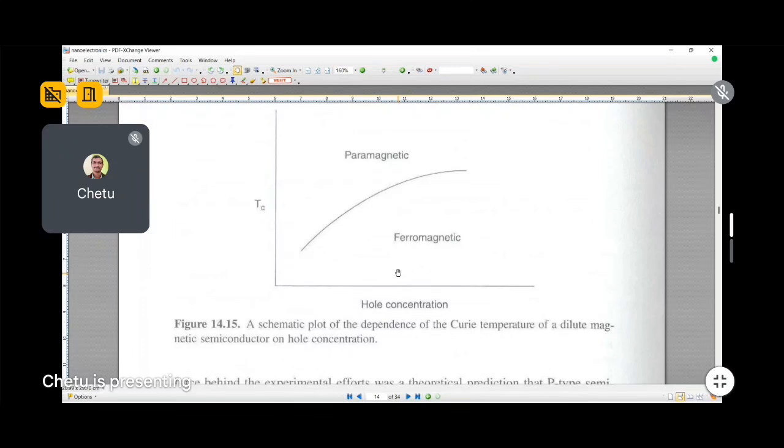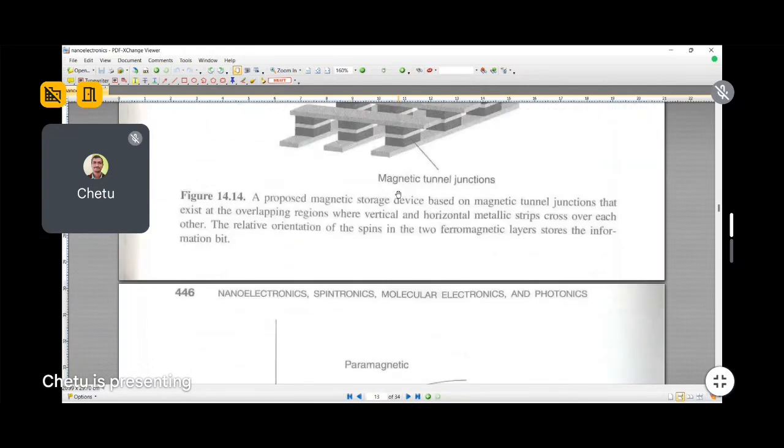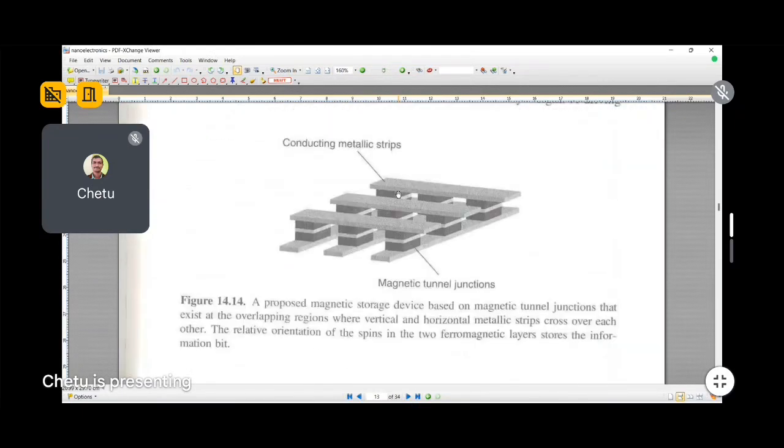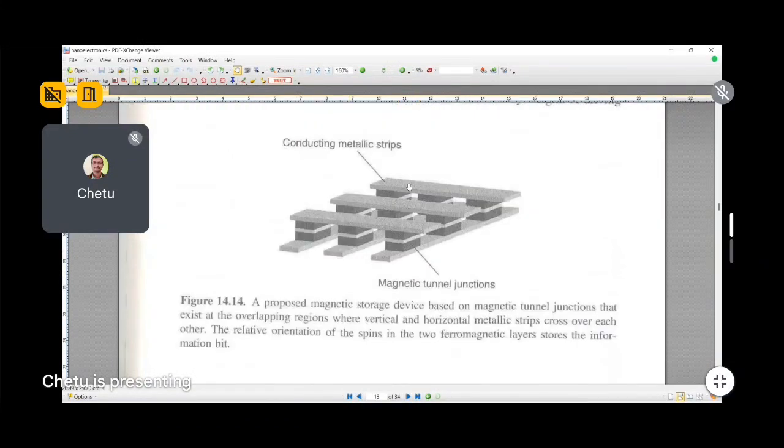We can see that below Tc, the semiconducting material is ferromagnetic. Above Tc, it goes into the paramagnetic domain, meaning it shows less magnetization. And a device made up of such a dilute magnetic semiconductor is shown as a memory device.